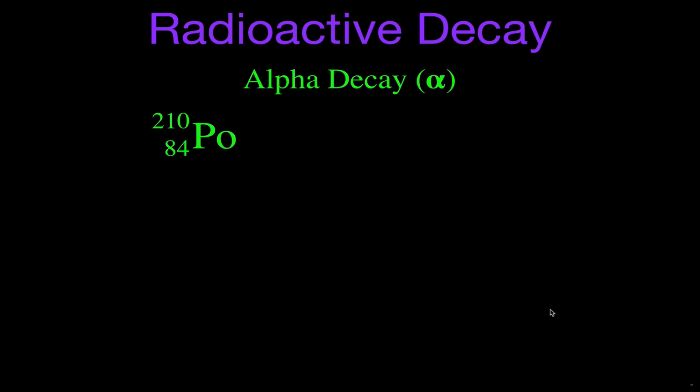Thank you very much. Okay, of course, we're going to start off with alpha decay. This is the symbol, the alpha: alpha, beta, gamma in the Greek alphabet. We're going to start off with the alpha decay of polonium-210. Polonium-210 has a mass number of 210, the number of protons and neutrons, and an atomic number of 84.